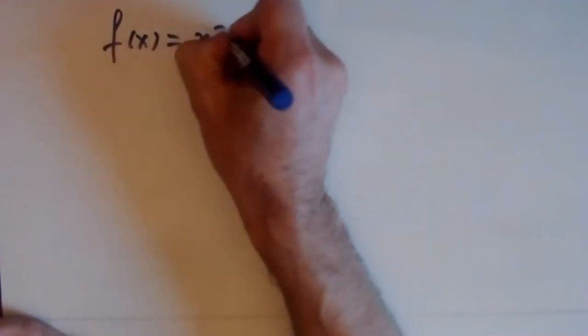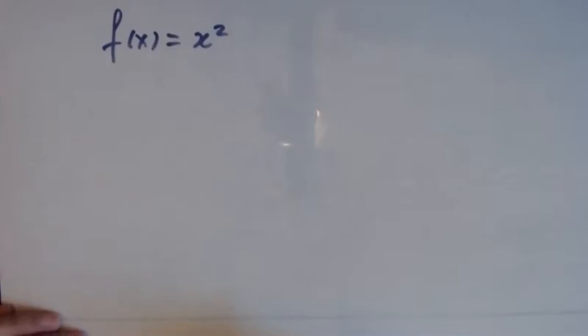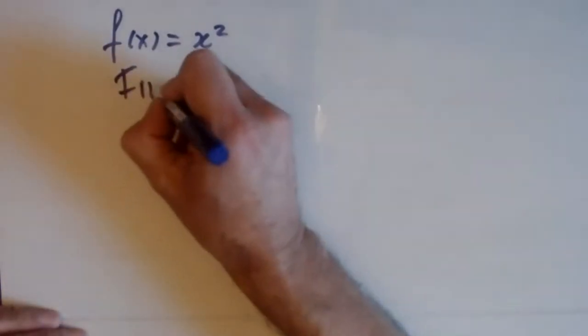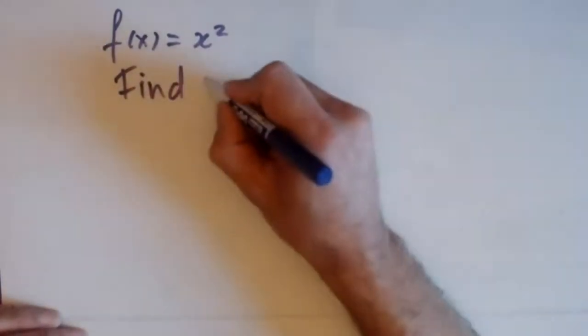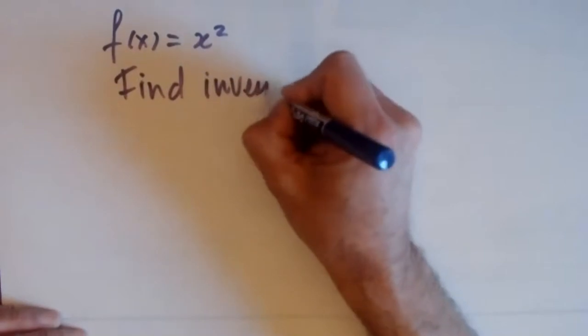Let's do something. f of x equals x squared. That's a very simple function. Remember your algebra 2. Find the inverse function.